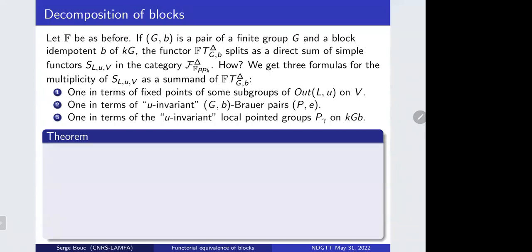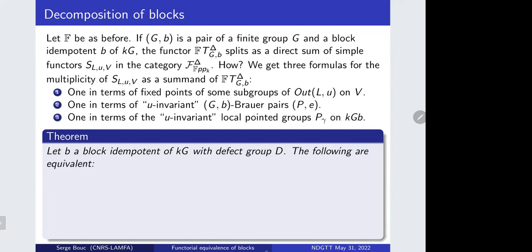It's a theorem. Suppose we have a block of the group algebra of a finite group G with a defect group D. Then the following are equivalent. First of all, the block B is nilpotent, which seems a bit weird when you're not a specialist, because B is an idempotent, which is also nilpotent, and so it is zero.